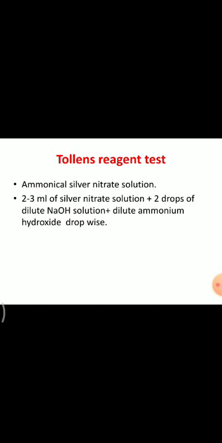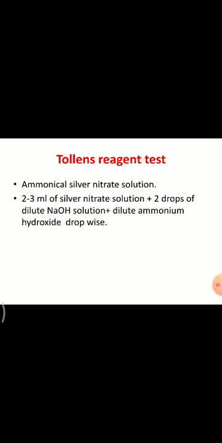And coming to Tollens reagent test, we have already discussed it in the chemical properties of aldehydes and ketones. See here, Tollens reagent test. Here the Tollens reagent is ammoniacal silver nitrate solution. That means we are taking a silver nitrate and ammonium hydroxide mixture. This ammoniacal silver nitrate solution is the Tollens reagent.